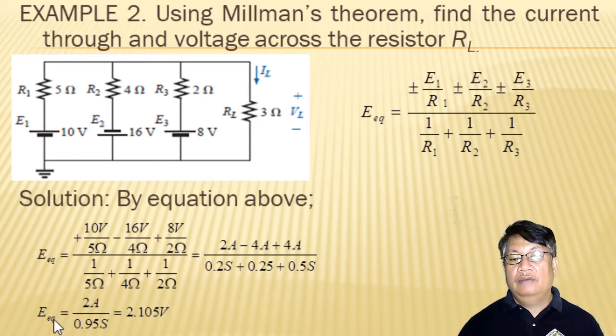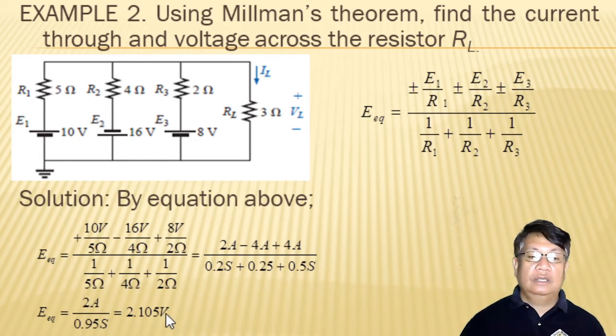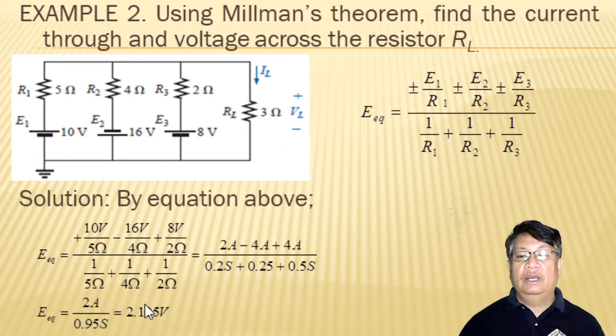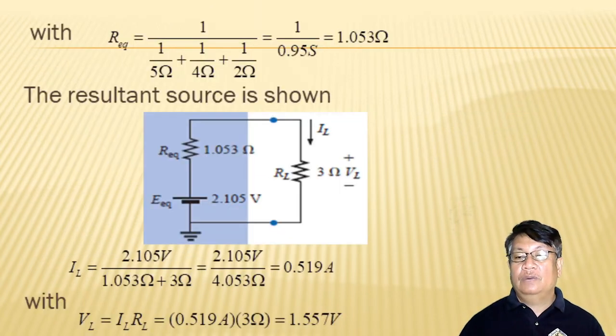we have E equivalent is 2.105 volts. That is the equivalent voltage source. So we have that one. The equivalent resistance is of course the reciprocal of the sum of the individual reciprocals of the individual resistances. So we have 1.053 ohms if you simplify all those things here.